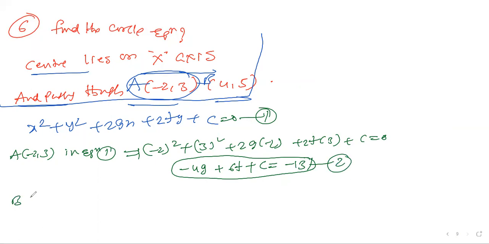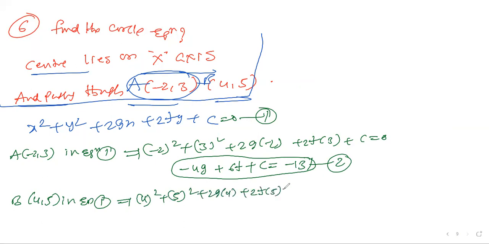Now next, one more point is there, (4, 5), which is also passing. So substitute (4, 5) in equation number 1. What are you going to get? 4 square, then 5 square, 2g(4), then 2f(5) plus c is equal to 0. After simplifying, I'm writing a direct answer, that is 8g plus 10f plus c is equal to -41. This is equation number 3.